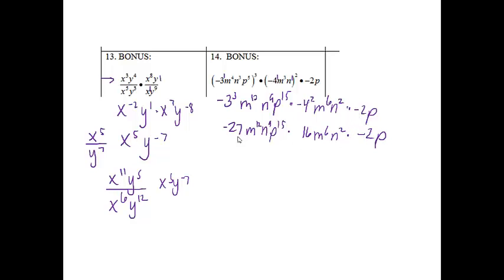Now I'm going to combine what I can. First of all, I'm going to take all of these normal numbers and multiply them like normal. So I'll get negative 27 times 16 times negative 2, and that will give me 864. And then my m's, if I add them, 12 plus 6 will give me 18. And then my n's, if I add those, I'll get 9 plus 2, which gives me 11. And then if I add my p's, I have 15 plus another one over there, which gives me 16. So that would be my final answer.